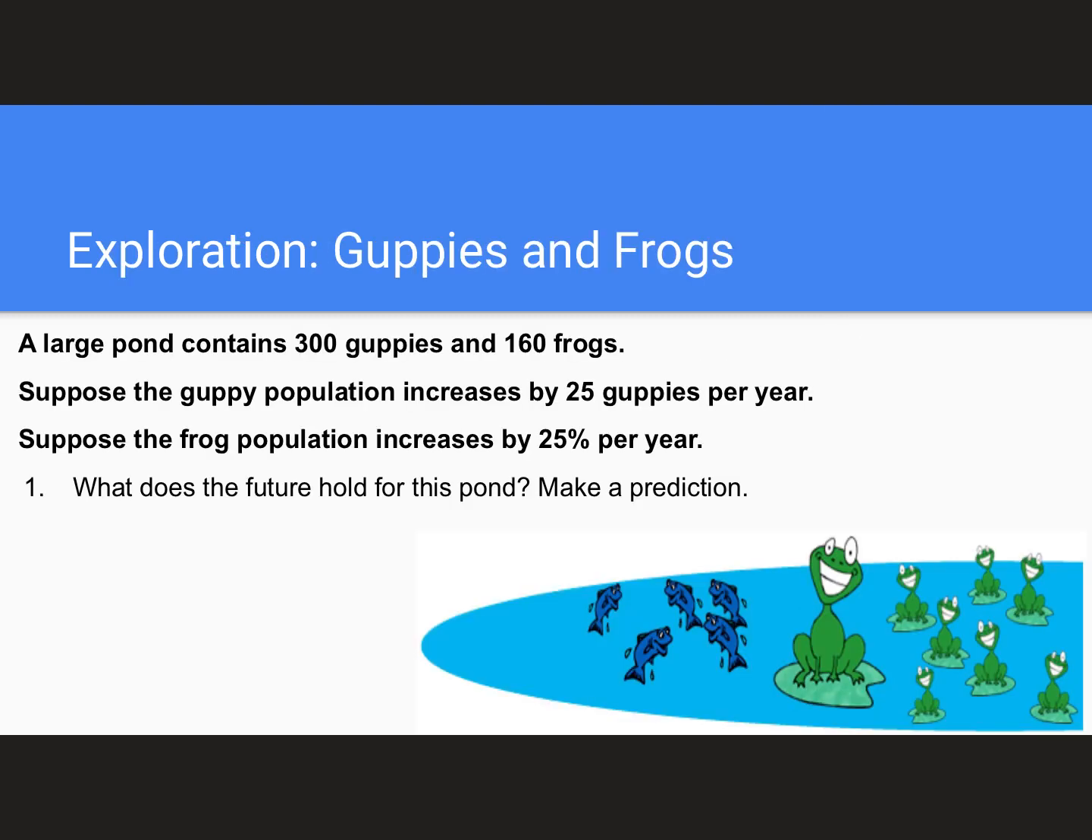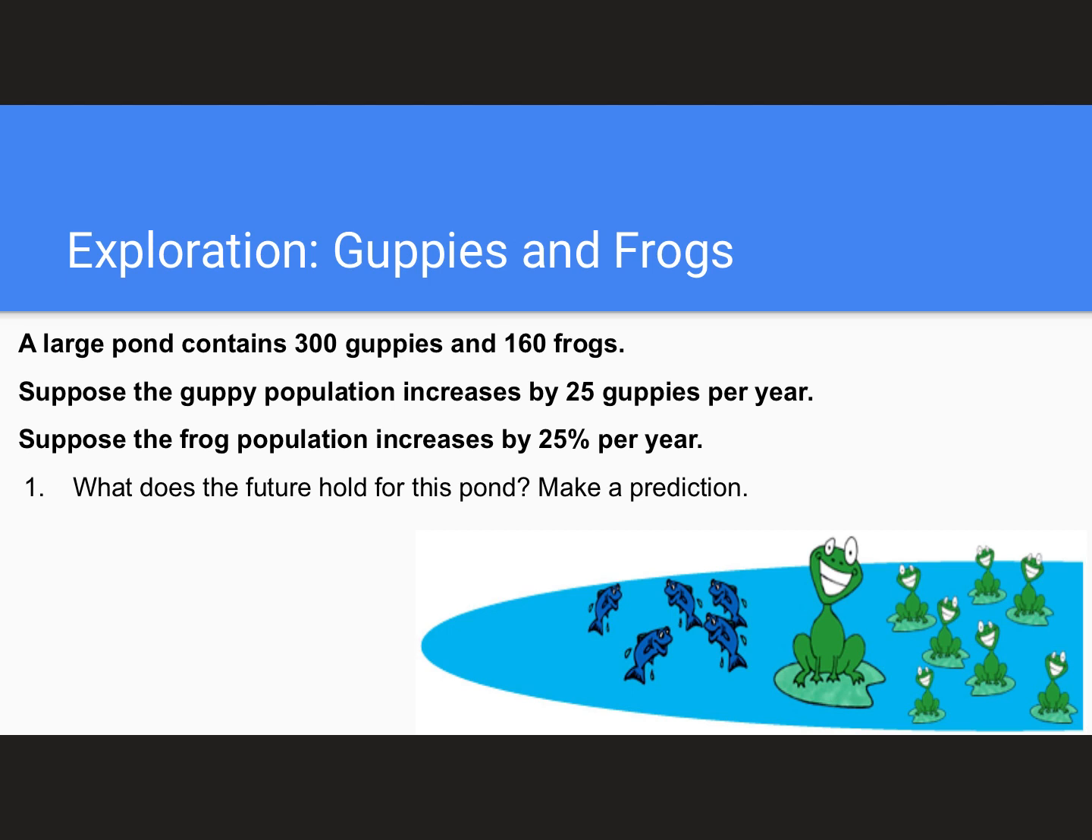Okay, so let's look at this situation. A large pond contains 300 guppies and 160 frogs. Suppose the guppy population increases by 25 guppies each year. Suppose the frog population increases by 25% per year. What does the future hold for this pond? Make a prediction. Please pause the video and make a prediction for what you think is going to happen in this pond.